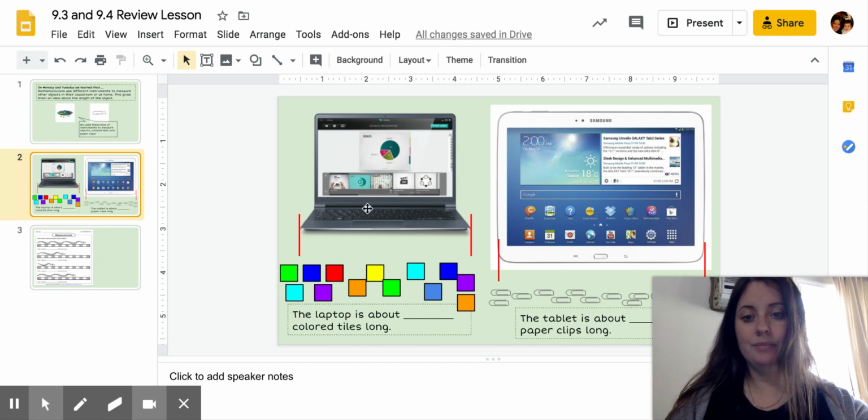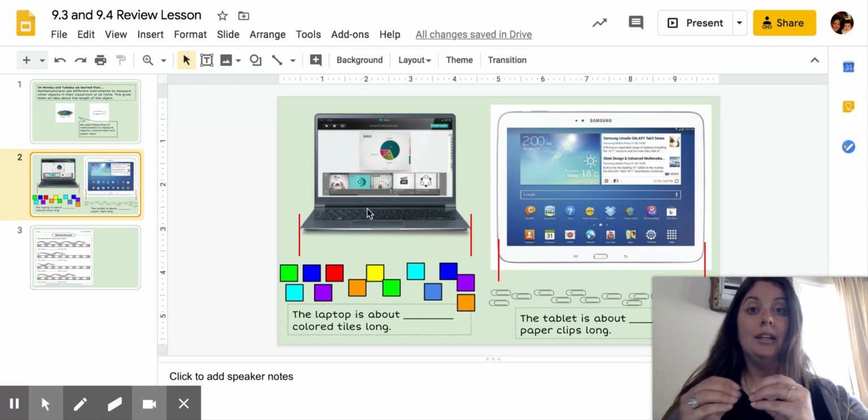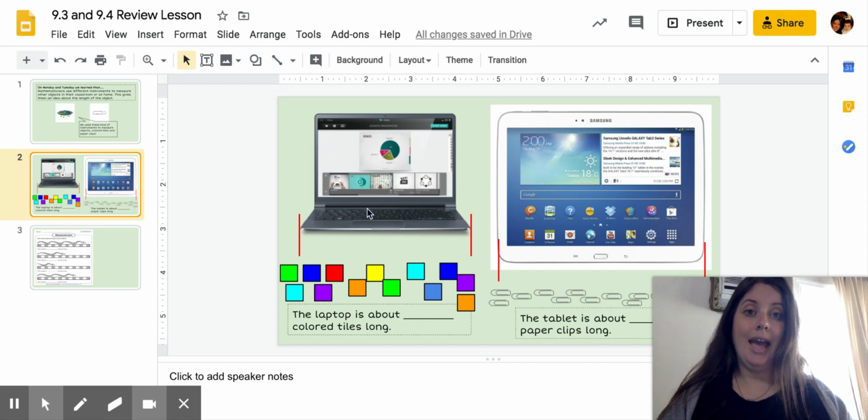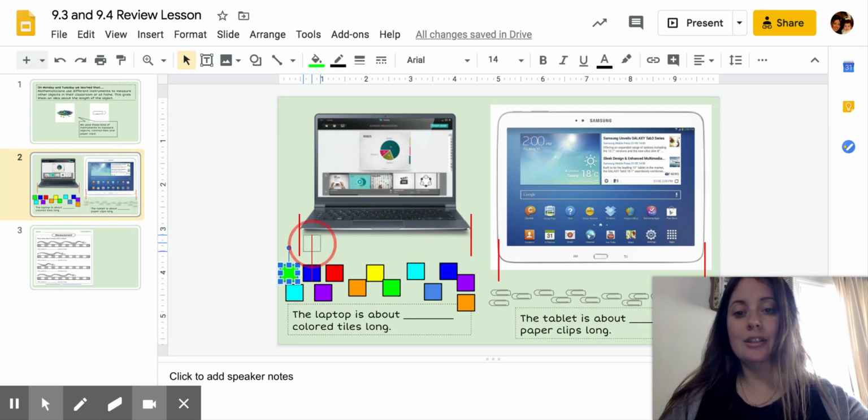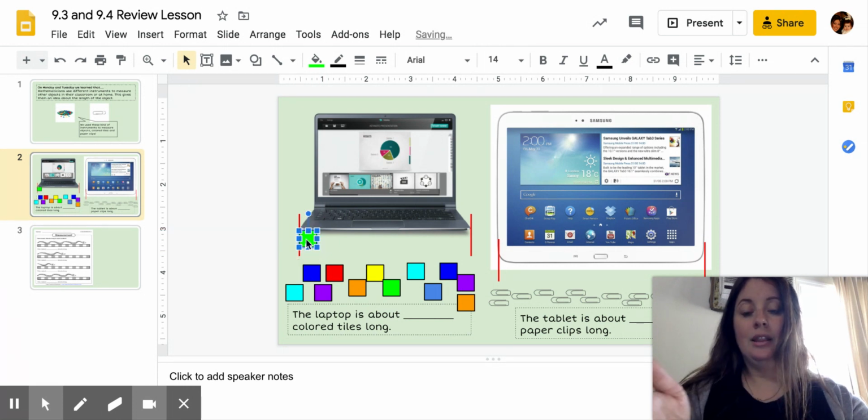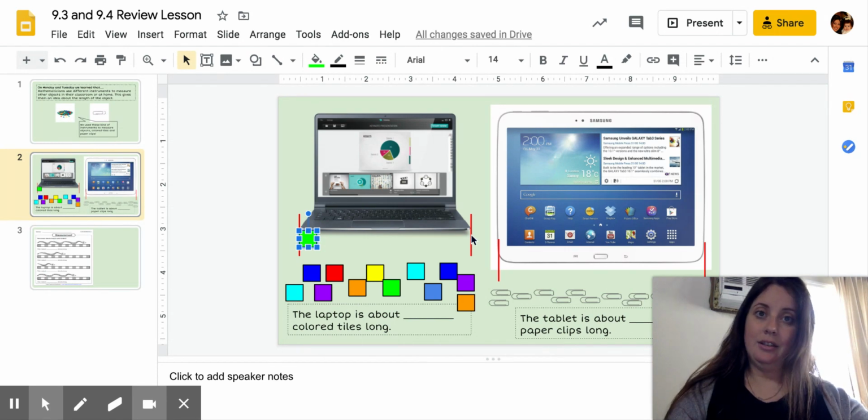All right. Now, if you remember, one really important thing when you're doing measurement is to make sure that the objects that you're using to measure, your instruments, are either side by side or end to end so that you get an accurate measurement. So with my colored tiles, I'm going to make sure that they're side by side when I move them. I'm going to start at this red line right here because I know that is the start of the laptop, and I'm going to go all the way to this red line because I know that that is the end of the laptop.